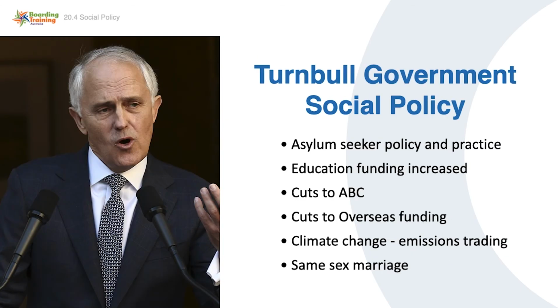Then we had Turnbull. Turnbull continued the asylum seeker policy and practice. He increased education funding. He made cuts to ABC funding, cuts to overseas funding. He was very strong on climate change and particularly emissions trading programs, and this is what brought him undone in the end. And he introduced same-sex marriage as part of a plebiscite.